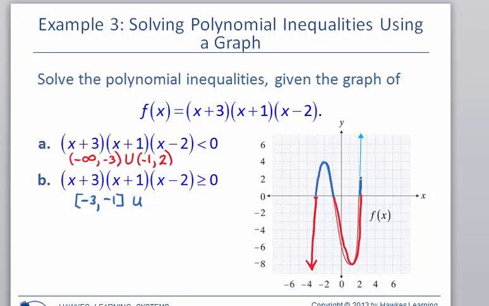This is also a part of the graph where it lies above the x-axis. That starts at 2 and continues all the way to the right, which would be infinity. So our inequality is greater than or equal to 0 on the closed interval from negative 3 to negative 1, union with the closed interval from 2 to positive infinity.